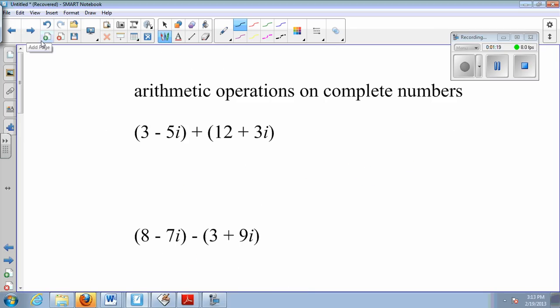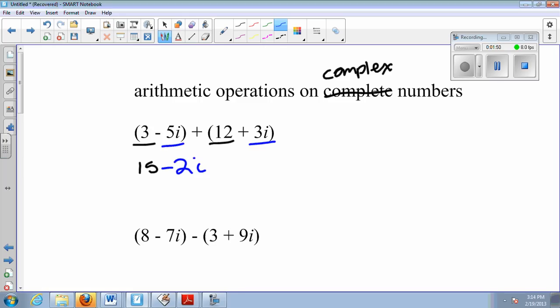We can do basic arithmetic operations on complex numbers. So 3 minus 5i plus 12 plus 3i. We add them just like terms. We can add 3 and 12 and get 15. -5i plus 3i goes to -2i. These are not like terms because this is imaginary and this is real, so that's as simplified as we can get. We also write the imaginary number last.